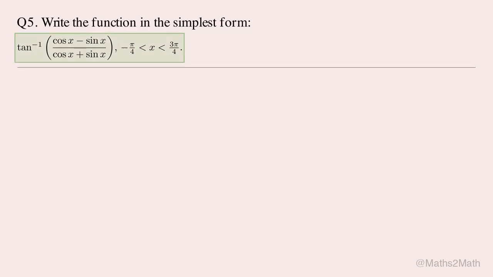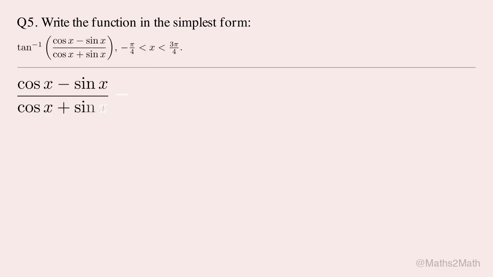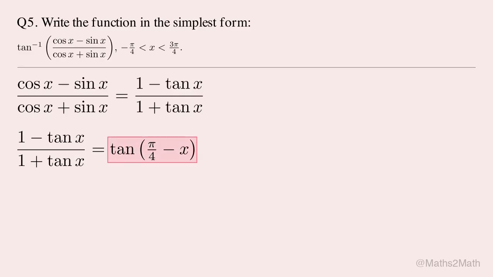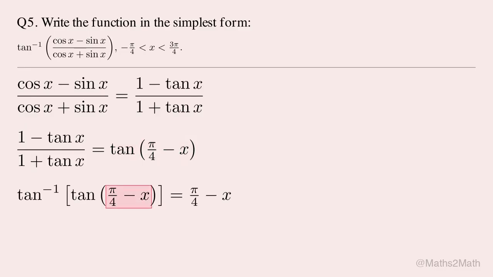Question 5. Cosine x minus sine x over cosine x plus sine x, dividing through by cosine, will reveal a tangent difference pattern. The range keeps the final answer inside the principal branch. Divide numerator and denominator by cosine x. Recognize the compound angle formula. 1 minus tan x over 1 plus tan x is tan of pi by 4 minus x. The given range puts pi by 4 minus x inside the principal branch, so tan inverse undoes the tan. The answer is pi by 4 minus x.